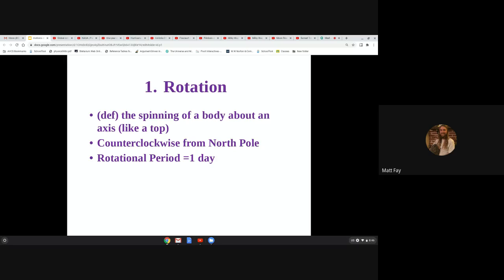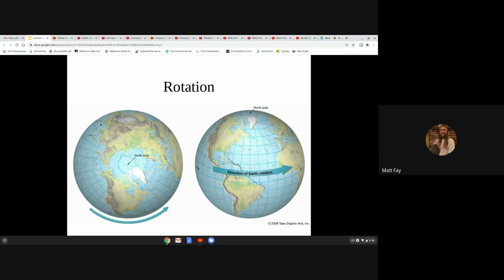So when we look at this model of the Earth, we're looking down at the North Pole, and the arrows indicate the rotation, the spinning of the Earth, and the axis would be going straight through the Earth right here. Okay, here's North America. Oh, here's us right here.